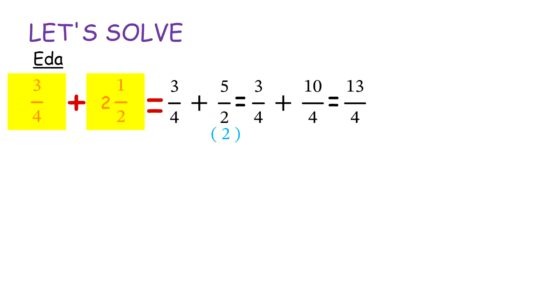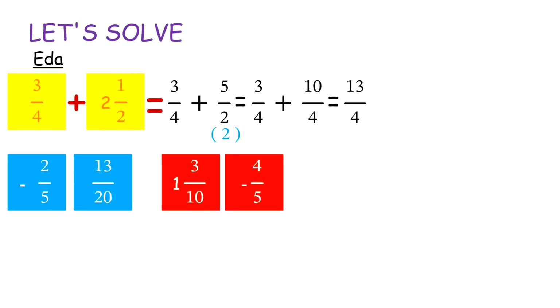Now, Eda should decide the biggest rational number, which is written on the remaining cards. Let's look at the cards. Which one is the biggest? Two of them are negative, so the biggest one should be positive. We should compare 13/20 and 1 and 3/10.